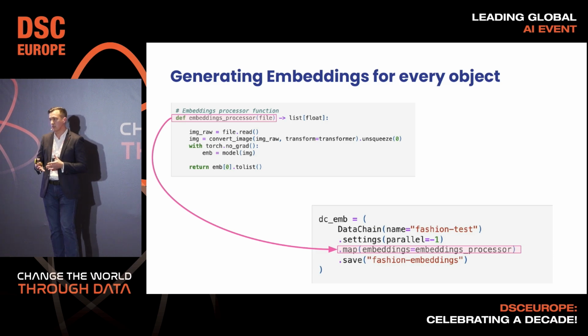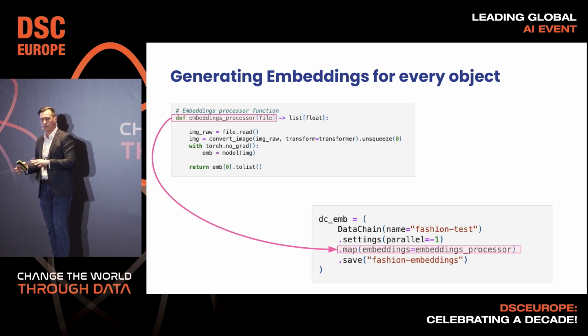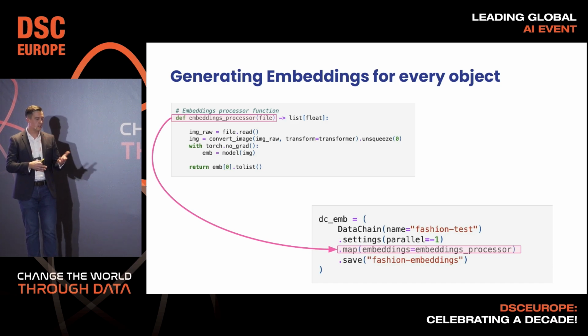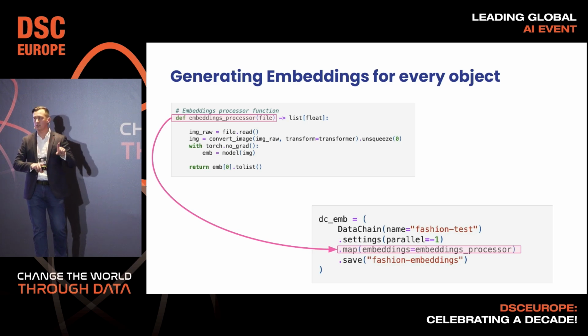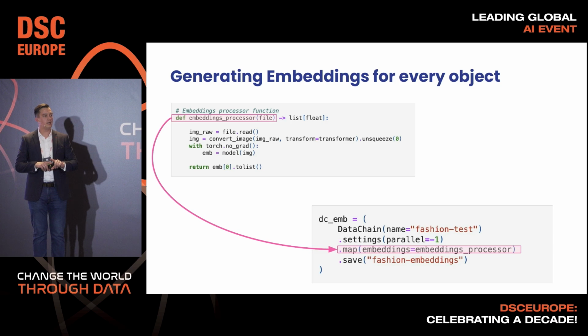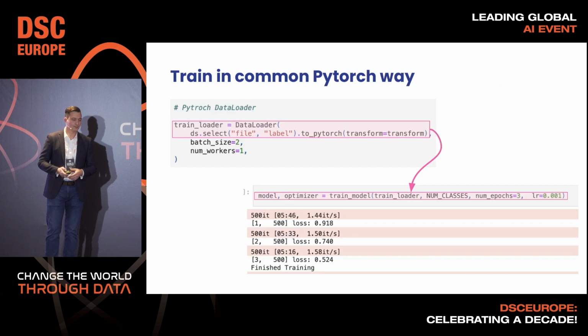Because embeddings with large models, visual or LLM models, take time and take resources. So inside DataChain, I'm not sure it's available in the open source version. Anyway, the idea is that you can just distribute these processing jobs into a cluster and use your GPU cluster to speed up the process of generating those embeddings.